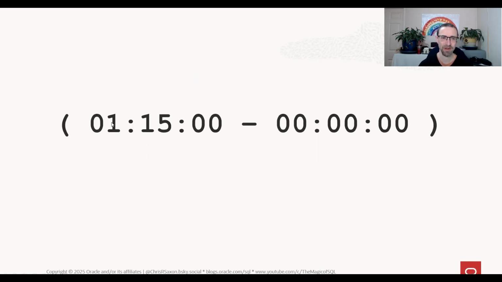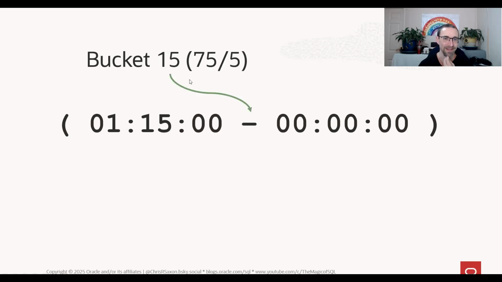Let's say we take the time 15 minutes past 1 in the morning and take off midnight. So let's imagine these are in fact real dates, they're not just times. So the difference between these is 75 minutes. Okay, so it's in bucket 15. We've got 5-minute intervals, we're in bucket 15. There's 75 minutes between them, divided by 5, that's 15. However, when we subtract this from that, the difference is the number of days between them.